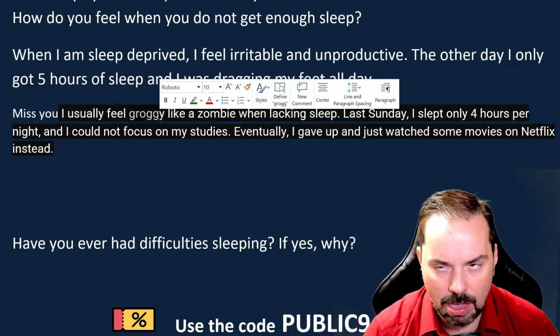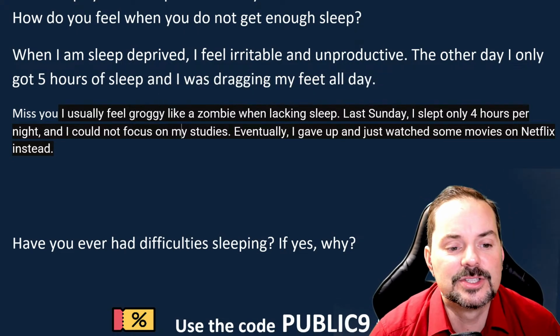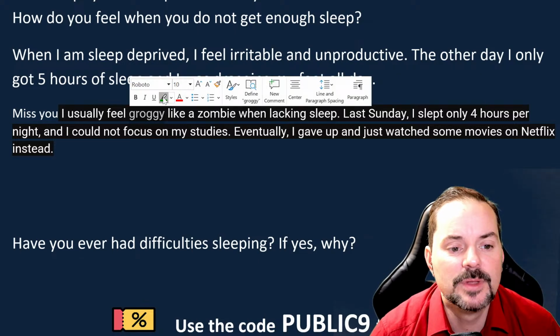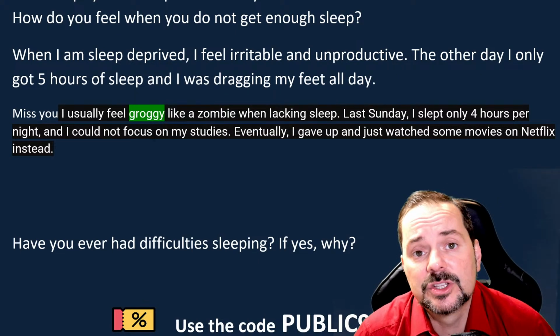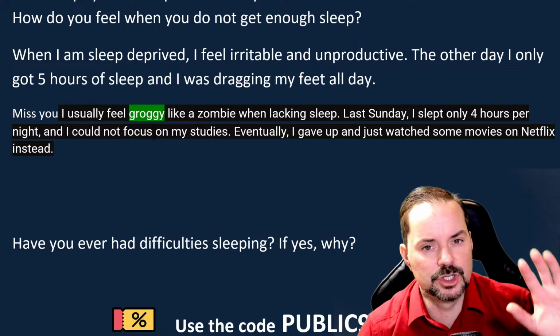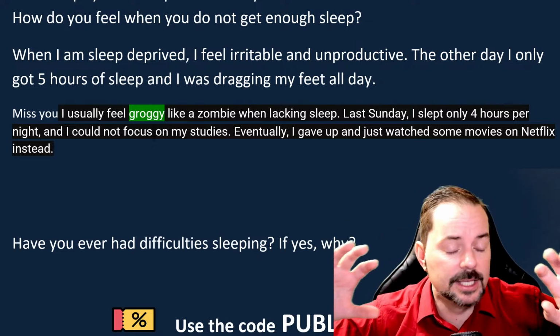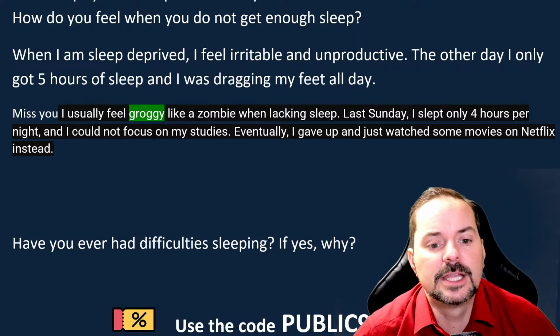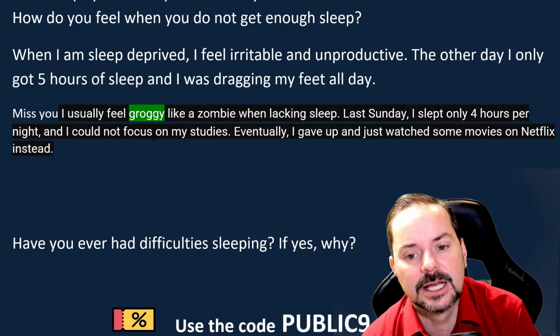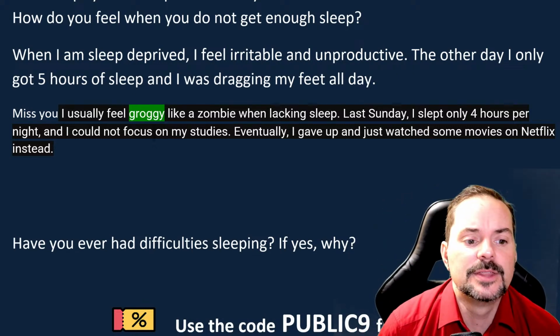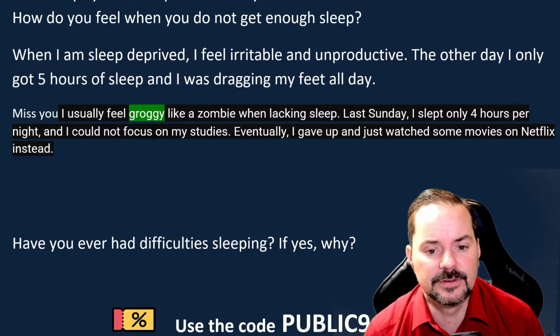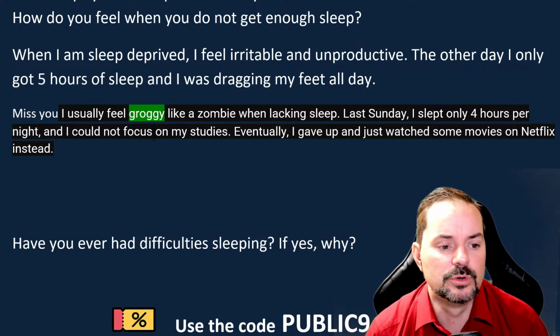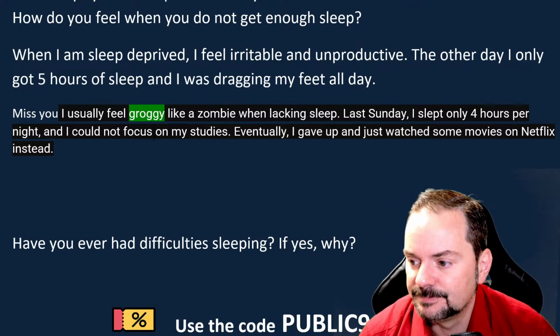Groggy's like, oh, like a zombie. Zombies are kind of groggy. You can also say I felt like a zombie. Okay, so often we'll just choose one of those and not combine them, but it's okay like this. We usually just don't combine them. So I usually feel groggy like a zombie when lacking sleep. Last Sunday, I slept only 4 hours in the night and I couldn't focus on my studies. Eventually, I gave up and just watched some movies on Netflix instead.